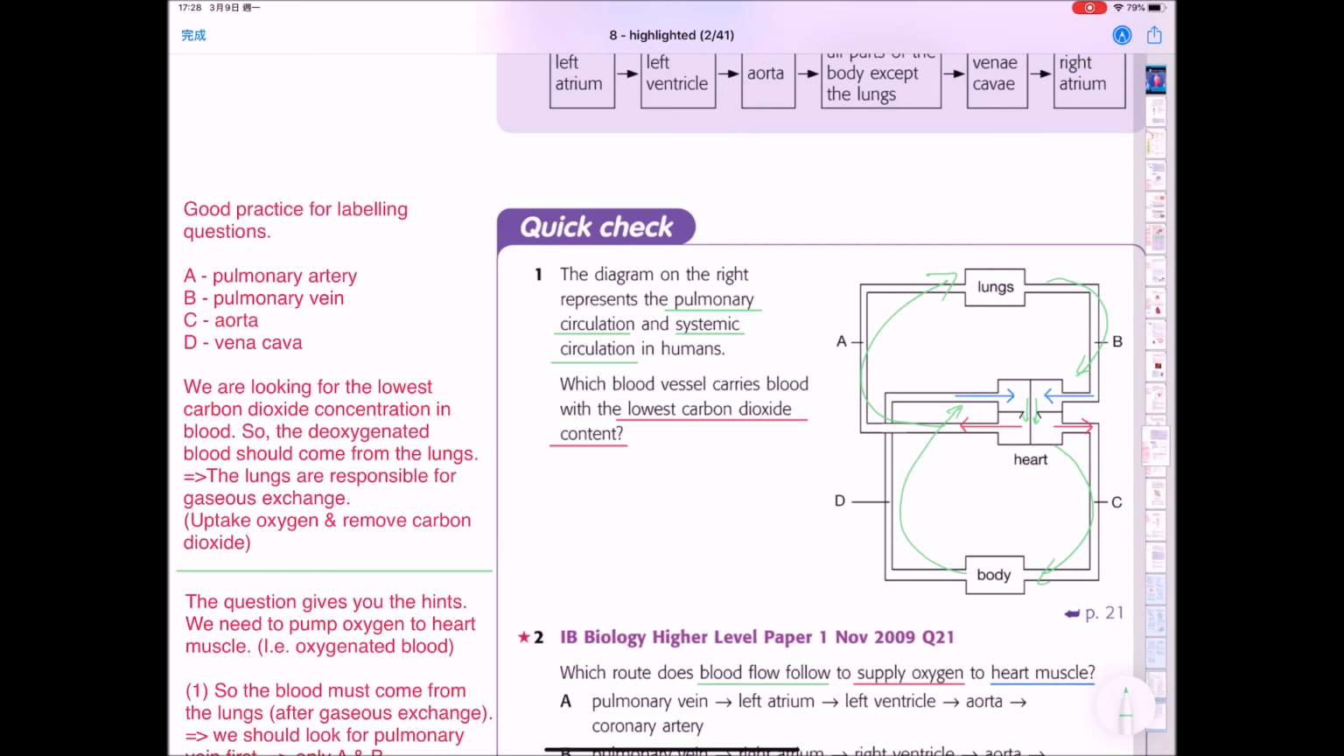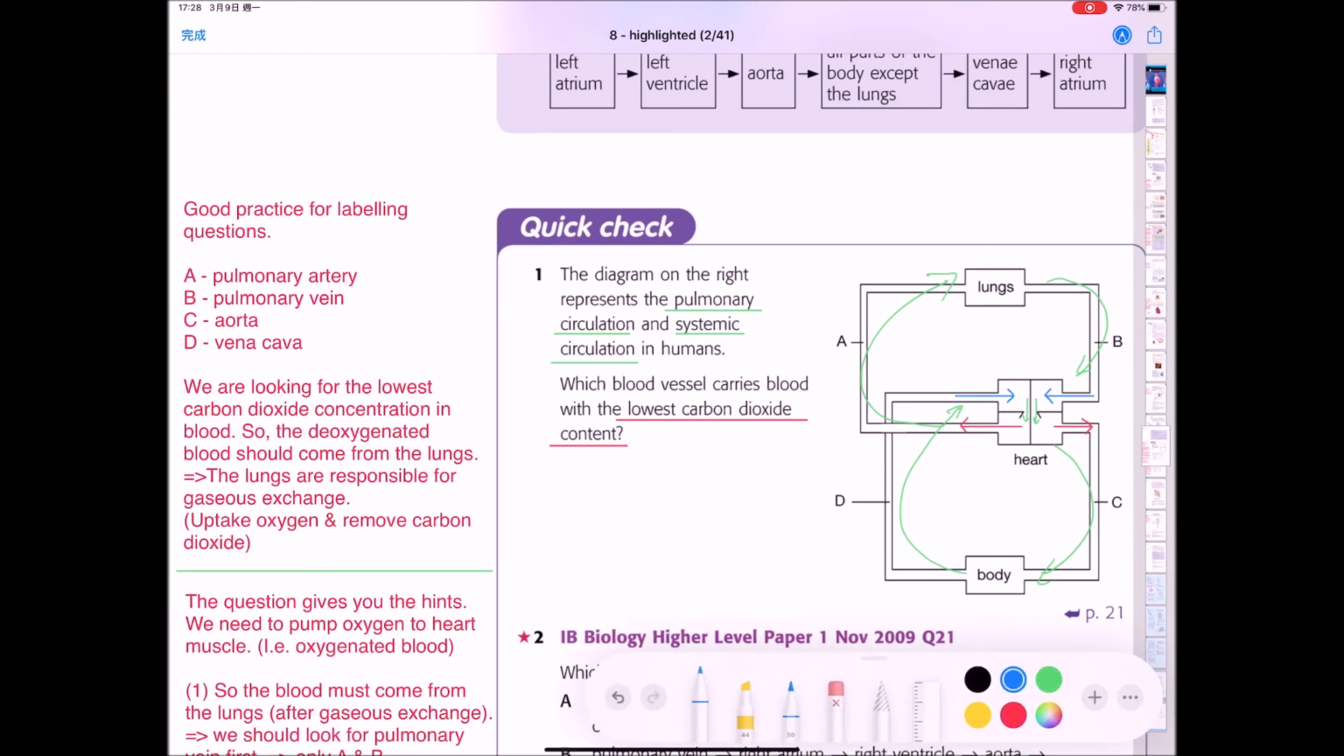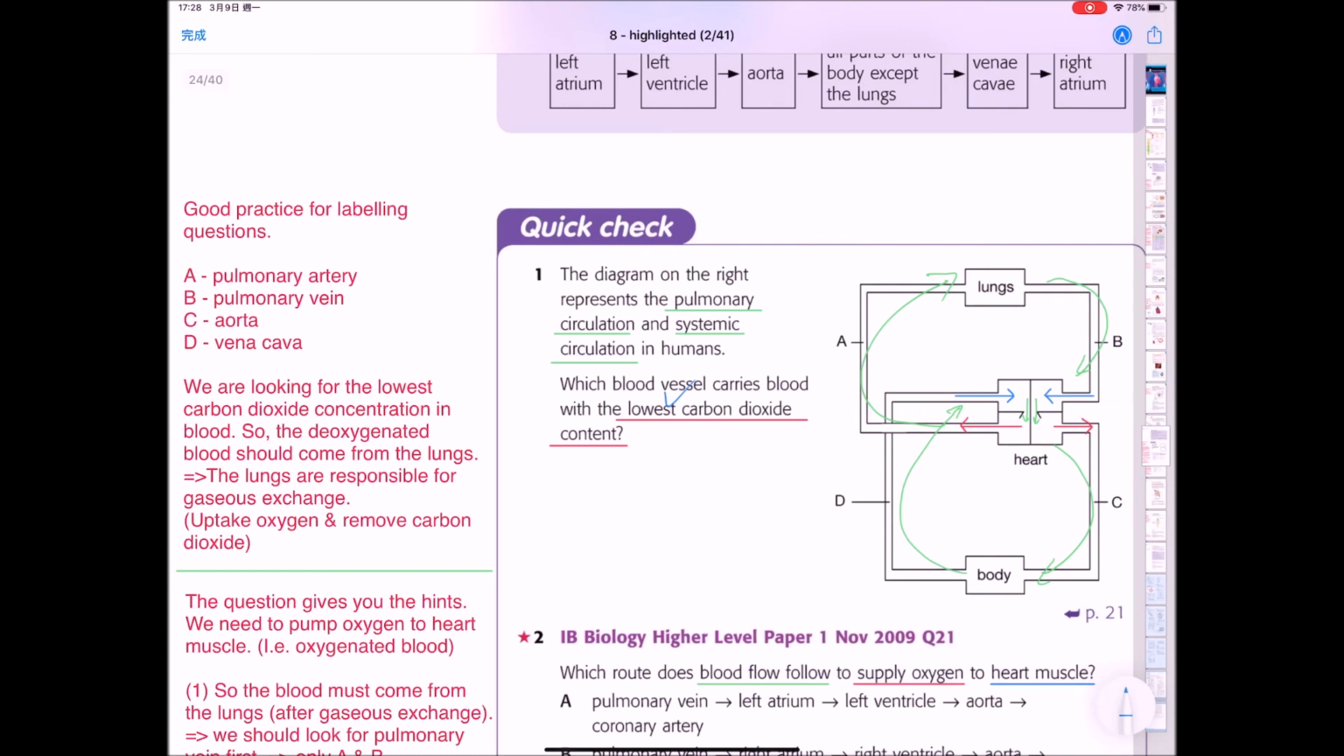Once we know the blood flow direction, we can determine the blood content in that particular blood vessel. Which blood vessel should contain the lowest carbon dioxide content? The idea is that our lungs are responsible for gas exchange. So after the blood passes through the lungs, it should have removed the carbon dioxide already and taken up the oxygen. So blood vessel B should be the answer containing the lowest carbon dioxide content.